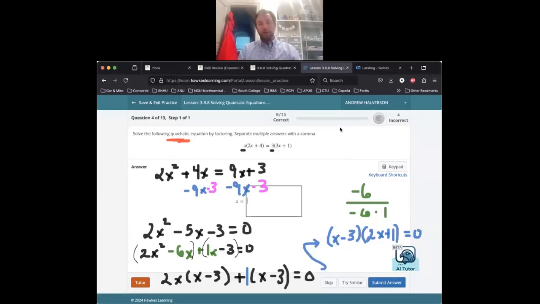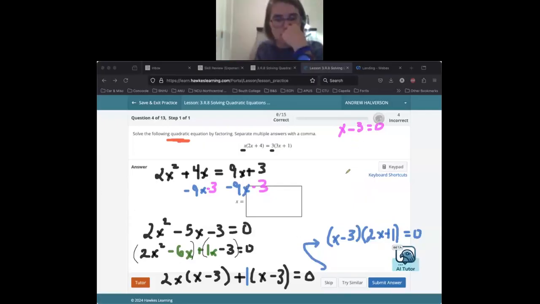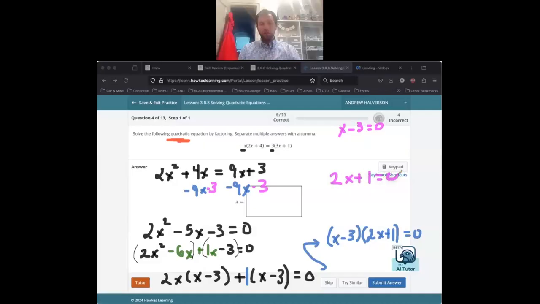So I've got to come up here. I'm running out of room. It's a big problem. It's a long problem. So x minus 3 is 0. And then we also do, I'm going to take this off, it's just eating up all my space. And then I set the other one, 2x plus 1 equals 0.